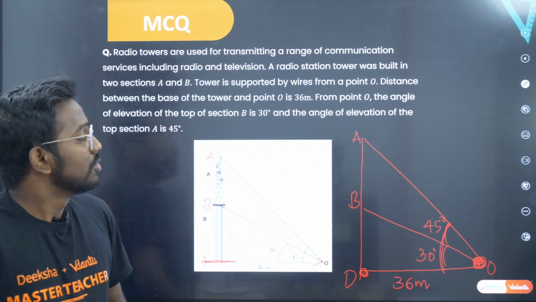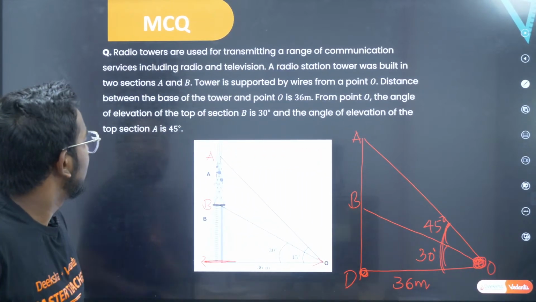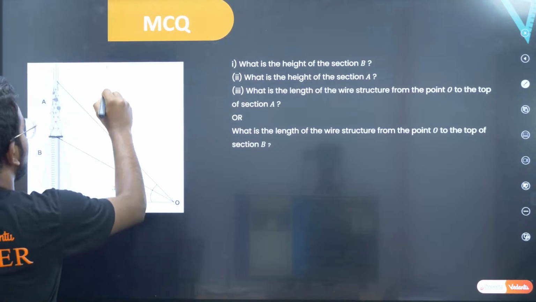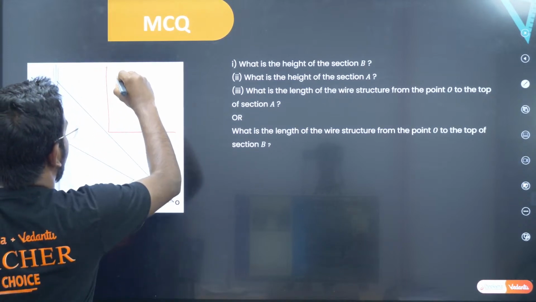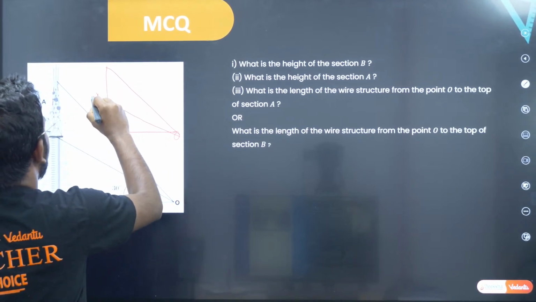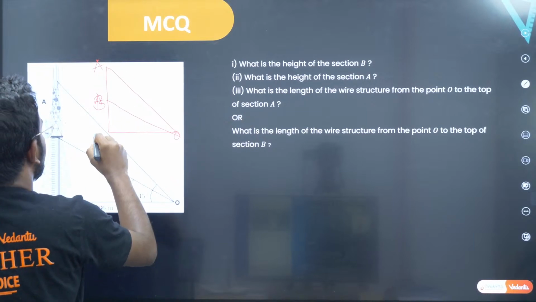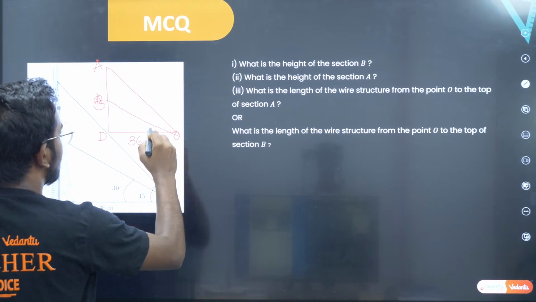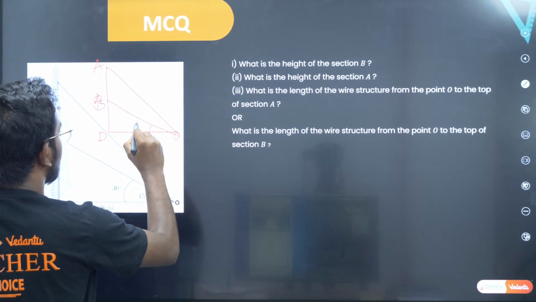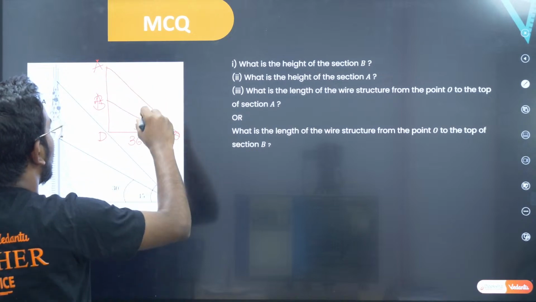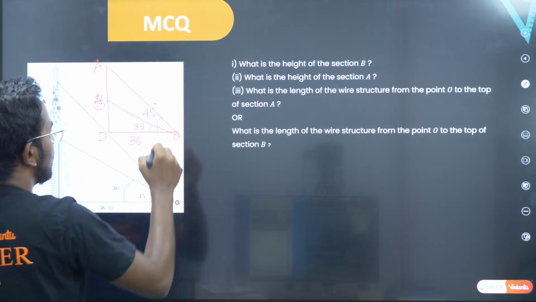Yes. So now the question says, let's take a few questions. Okay, I'll draw this once more if you want. The figure is something like this. So this is O, this is A, this is B, this is D at the ground. So the distance is 36 meter here, and the angle of elevation for this is 30 degrees, and the angle of elevation of DOA is 45 degrees, sir. So that is the question.